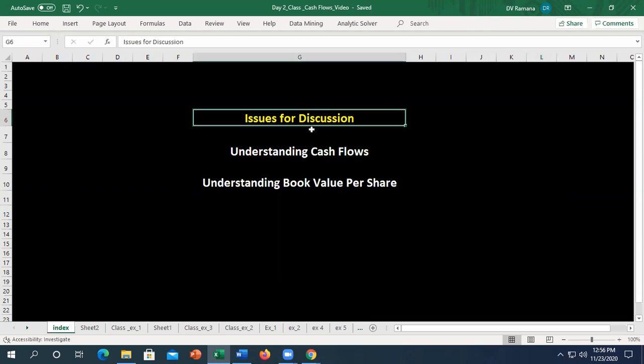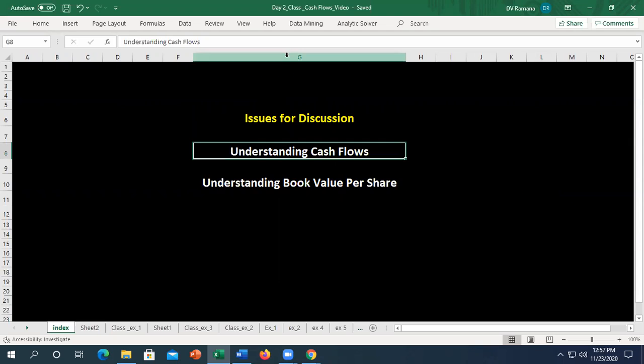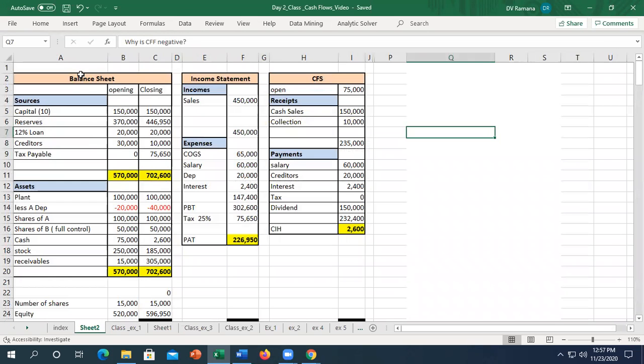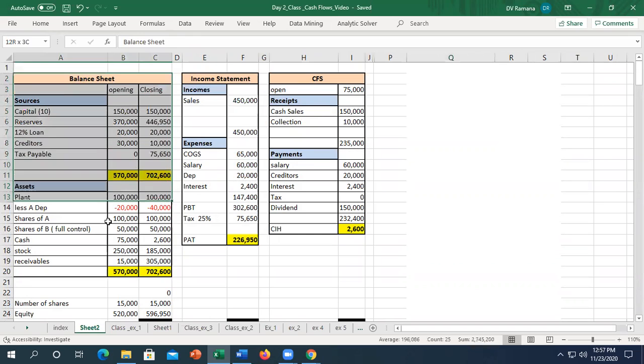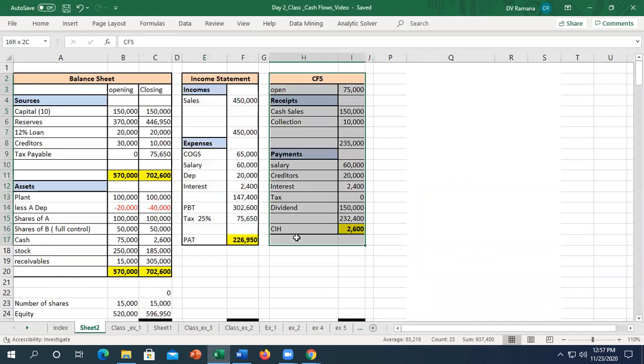In this presentation, we will discuss two important things relevant for analysis of financial statements. Number one is the understanding of the cash flows and observing the change in the cash flows with the change in the book value per share. To do that, we'll pick up financial statements, the balance sheet, income statement, and cash flow statement.